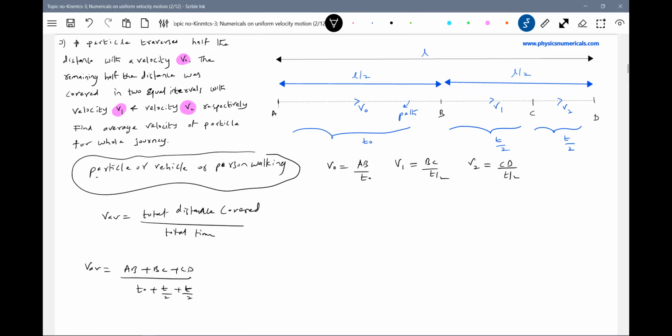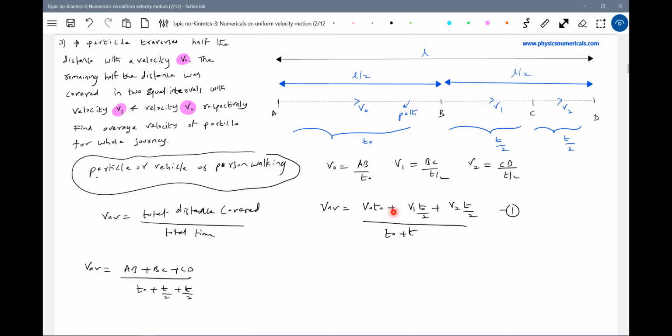So let me replace now. V average: AB equal to V naught T naught, BC is equal to V1 T by 2, CD is V2 T by 2, divided by T naught plus T. Write this as equation 1. What are the unknown things? T naught and T. These are things which we assumed, so they should be eliminated.